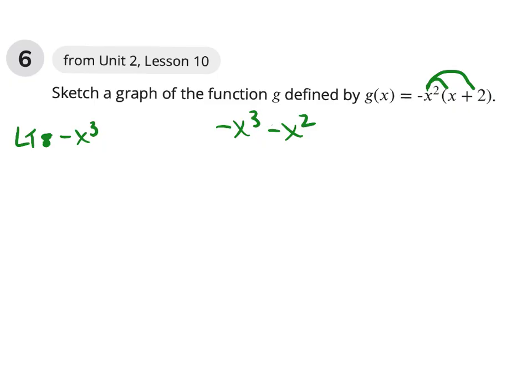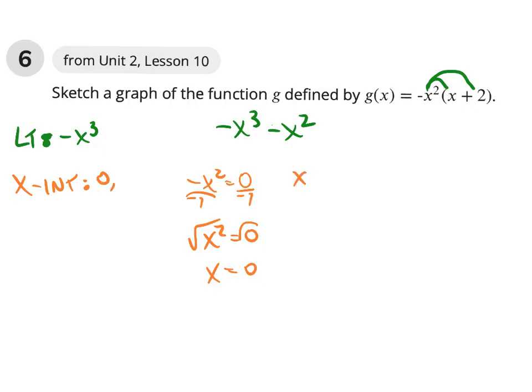Now, for the x-intercept, I set each factor equal to 0. Negative x squared equals 0. Well, we divide by negative 1 on both sides to get x squared equal to 0, let's take the square root. The square root of 0 is just 0. Take x plus 2, set it equal to 0. Subtract 2, subtract 2. X equals negative 2. That's my next x-intercept.